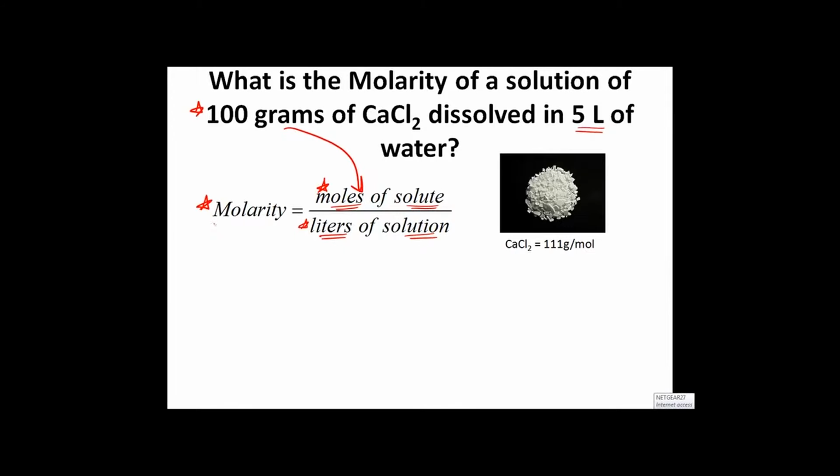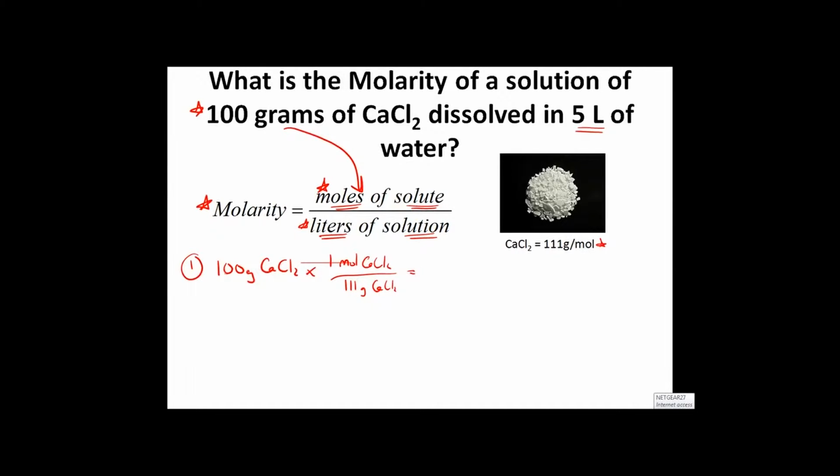So anytime a molarity problem is expressed in grams, the first thing you need to do is convert it to moles. So the first thing I'm looking at here is taking my 100 grams of calcium chloride, and I'm going to convert it into moles. Now, 1 mole of calcium chloride has an atomic mass of, I have it already given for us over here, 111 grams in 1 mole. So 111 grams of calcium chloride.